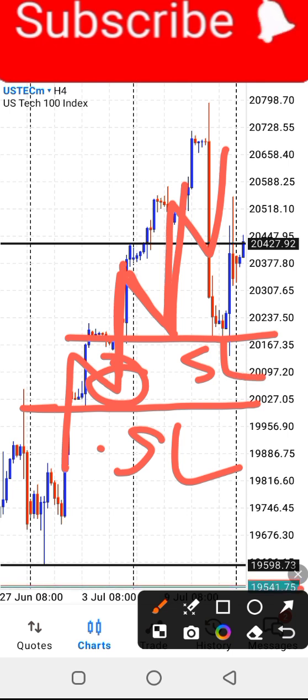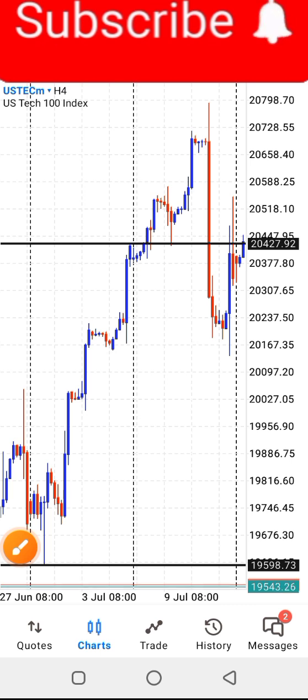If you are looking at it on this H4, you won't really see the uptrend movements giving you the higher highs and higher lows. Okay, I believe you've gotten value.